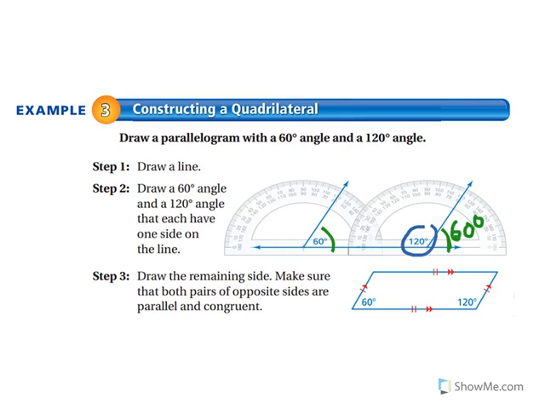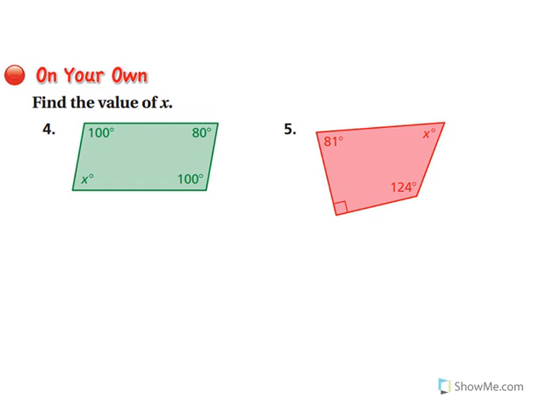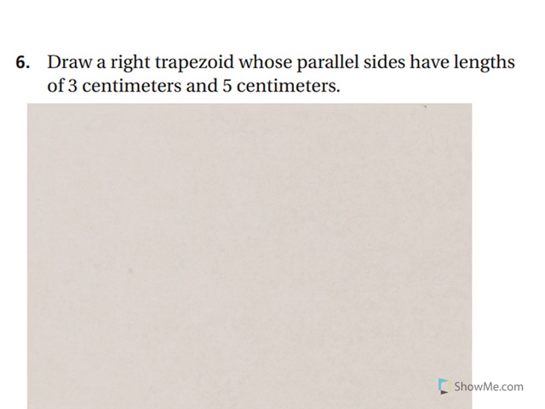But that's what you have to do, is you have to make 2 angles, and then you're just going to draw the lines up top to connect it, and then just erase the marks. That's all you got to do to make a quadrilateral with a protractor. All right. So let's go ahead and see how you do. At this time, you're going to find the value of x for both 4 and 5, and then you're going to go ahead and draw a right trapezoid.